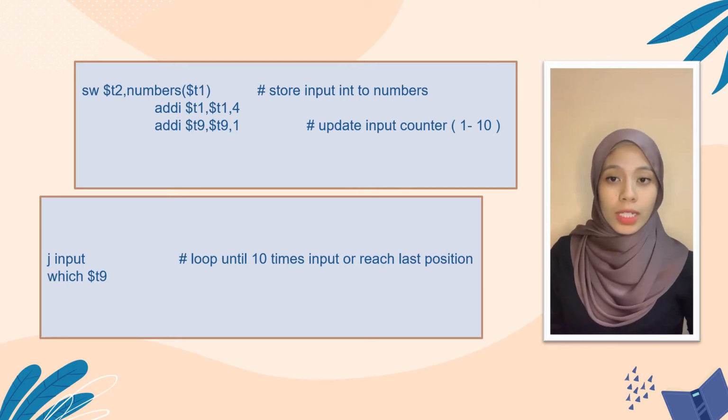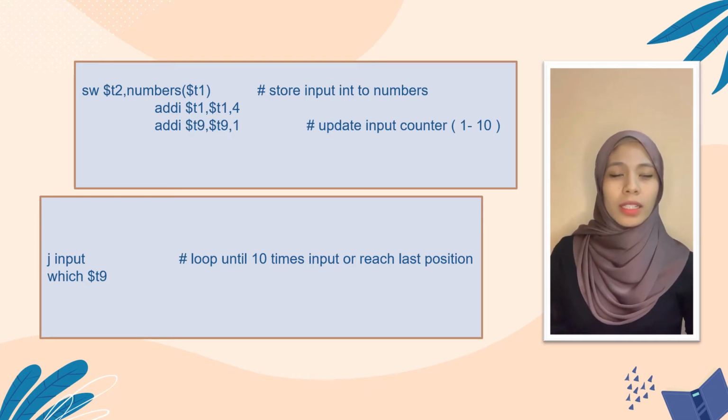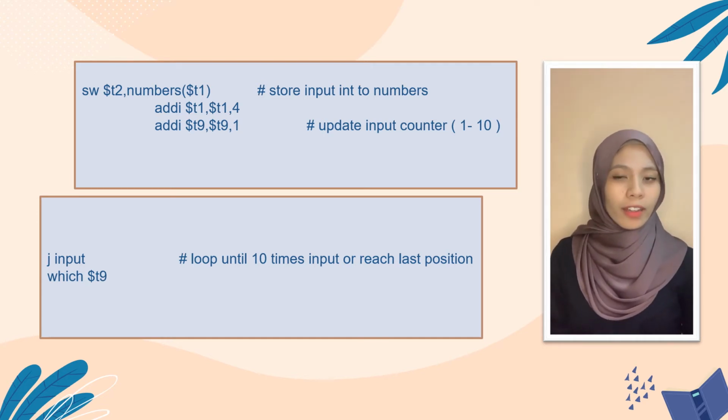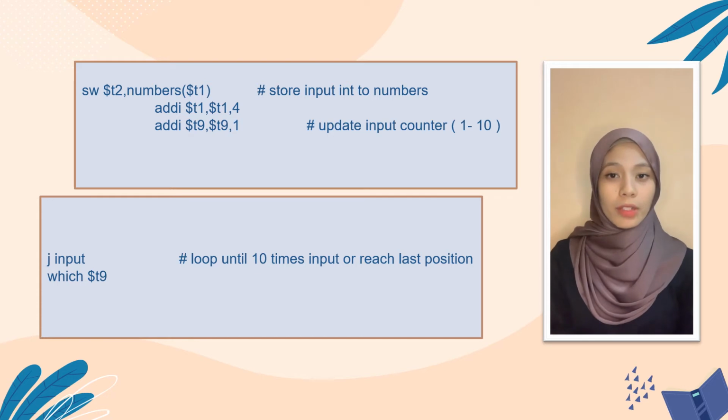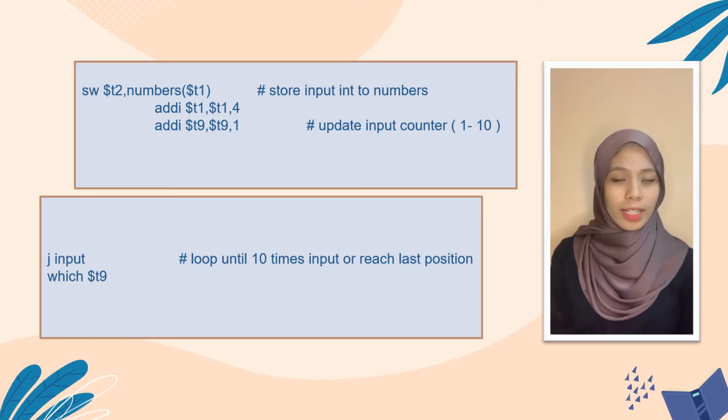Next, SW is the store word instruction, which means we will store the entered value in $T2 inside numbers at position $T1, where $T1 is currently 0. This is basically to update the number's position. We move forward 4 bytes for the integer to go to the next position in numbers.